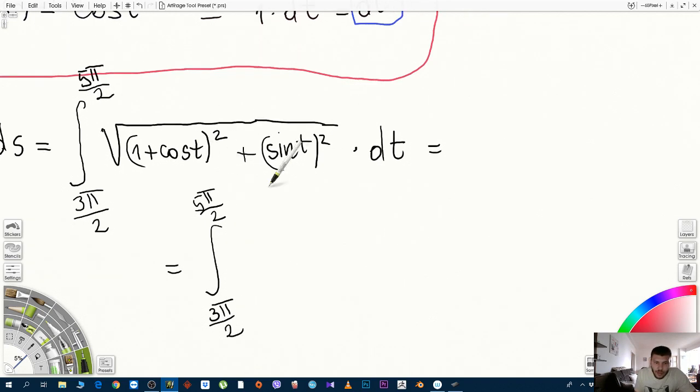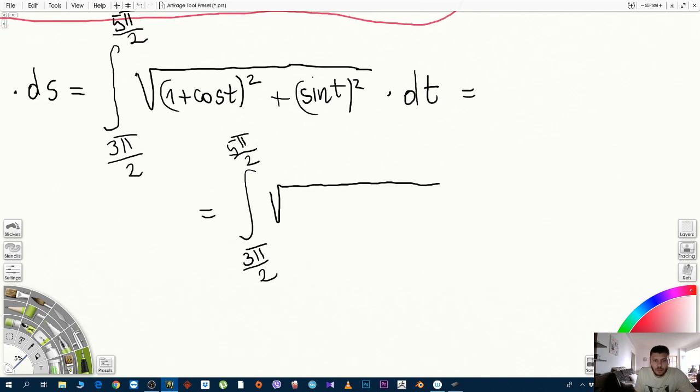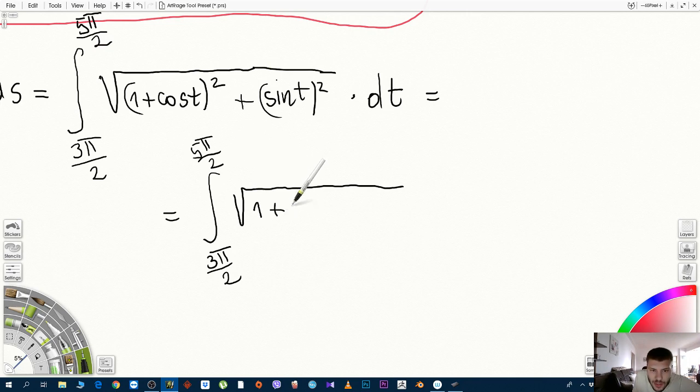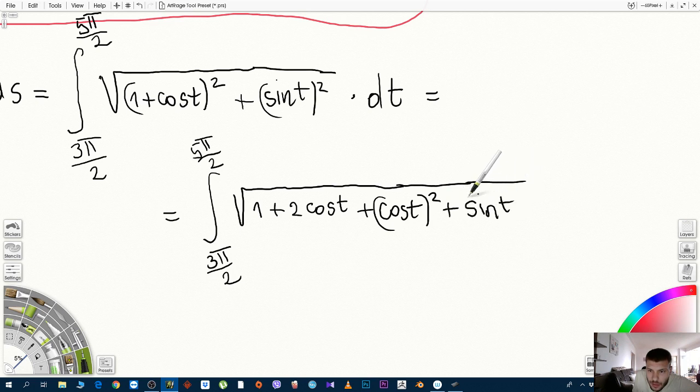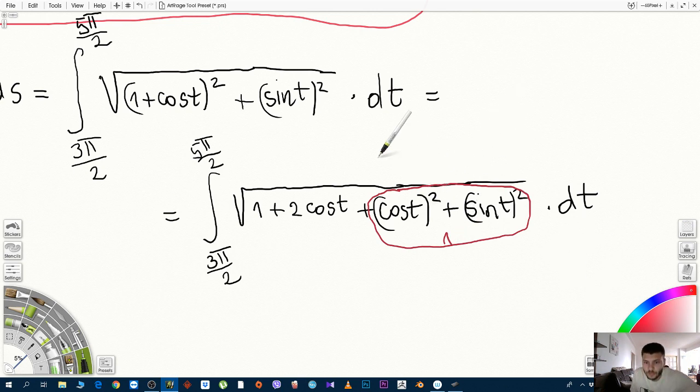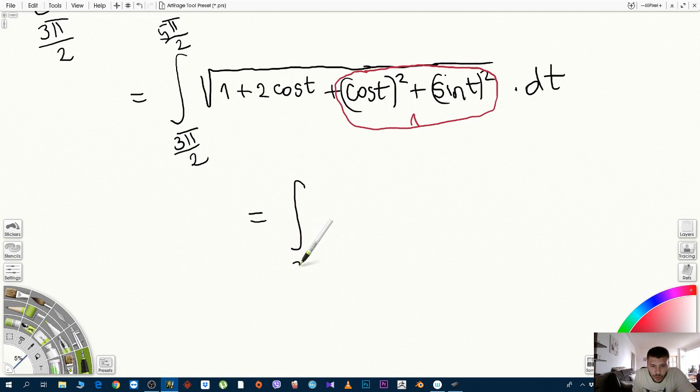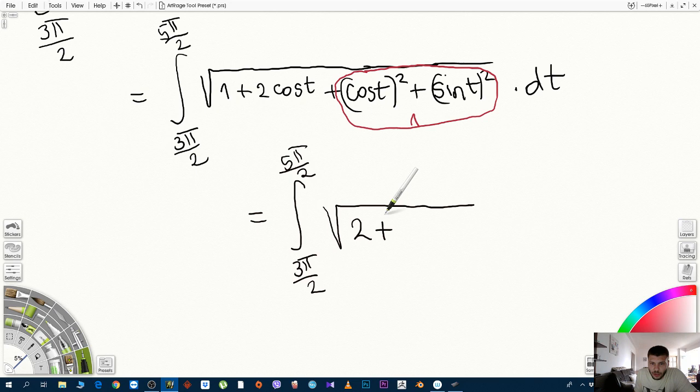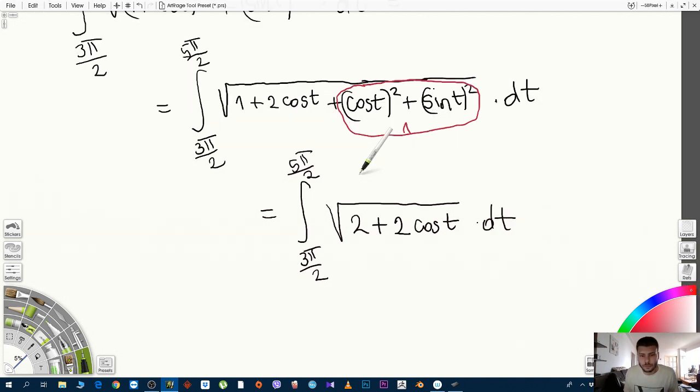First, let's rearrange this expression in the square root. We have 1 plus 2 cosine t plus cosine t squared plus sin t squared times dt, and this is equal to 1. So we have the ordinary integral of the function square root of 1 plus 1, 2 plus 2 times cosine t times dt.